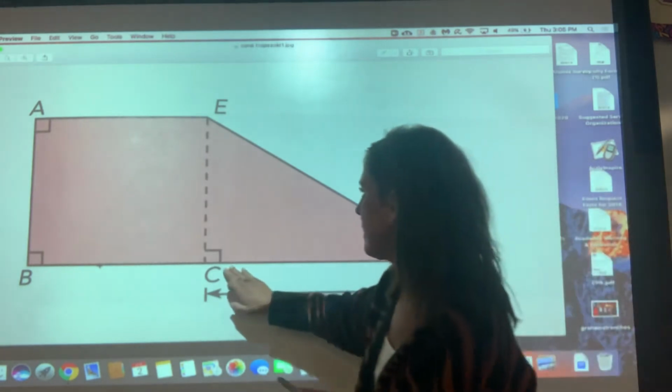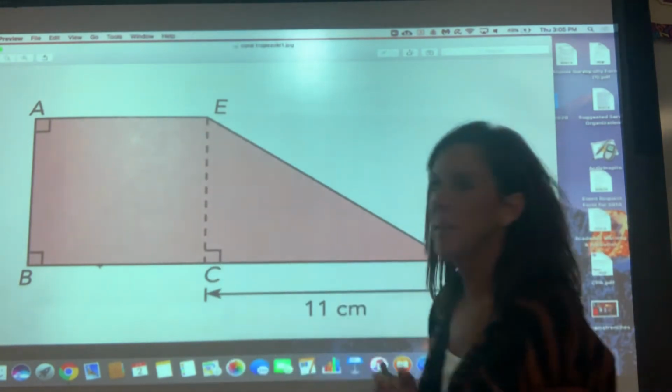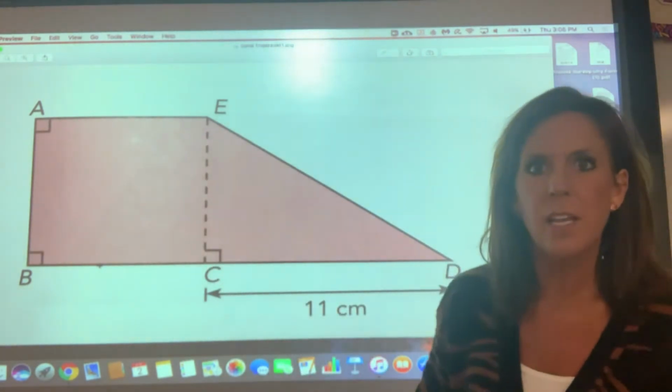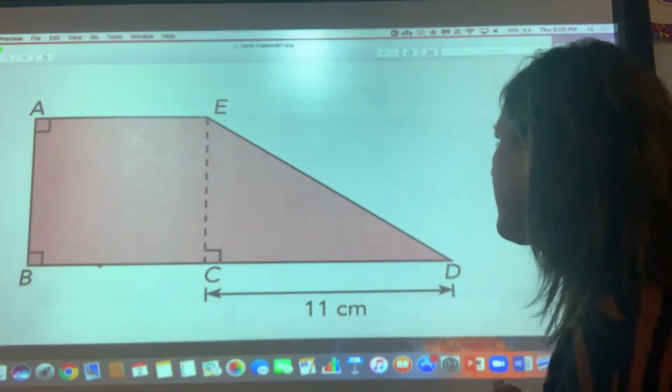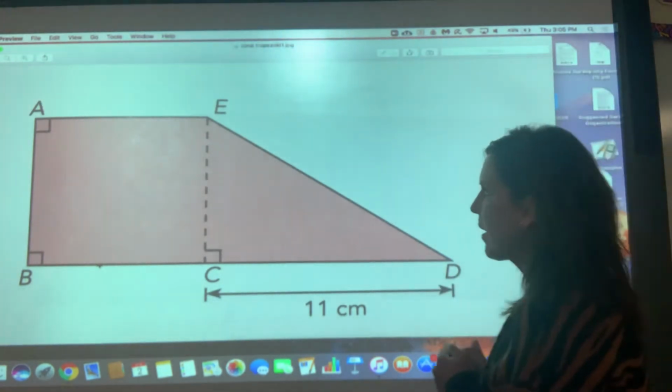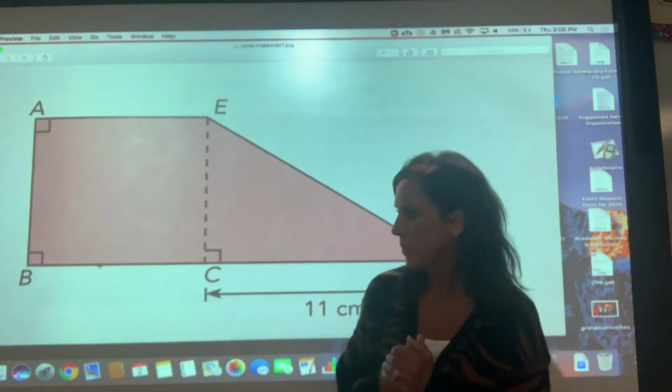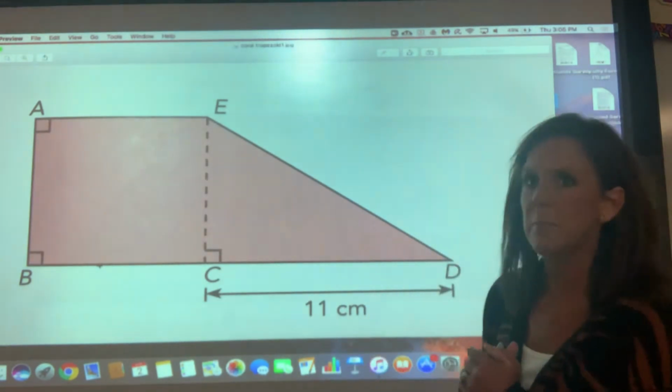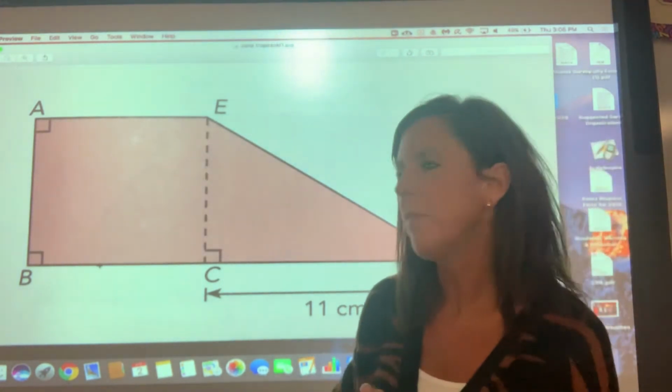So its base is 11, its height is 8, and we know that the area formula for the triangle is area equals half base times height. So find the area of the triangle. Area equals half base times height. Hopefully you got 44.